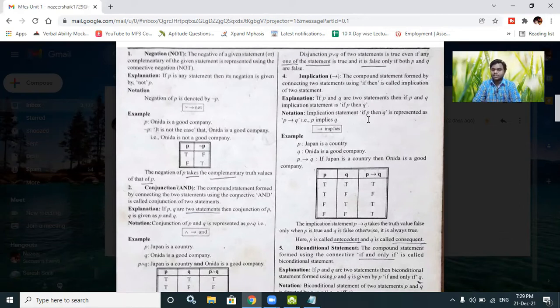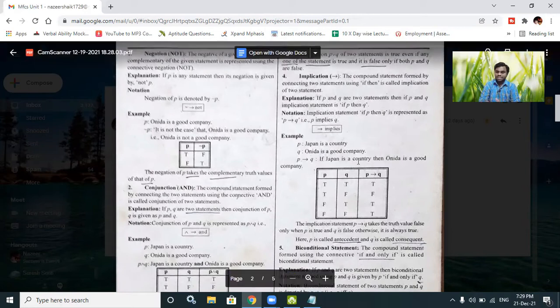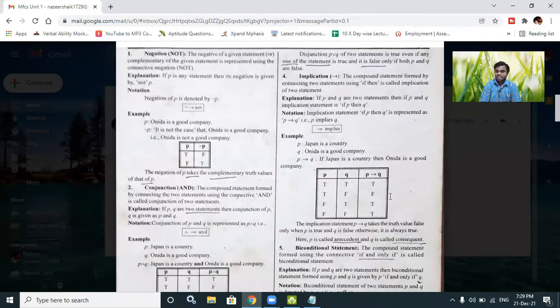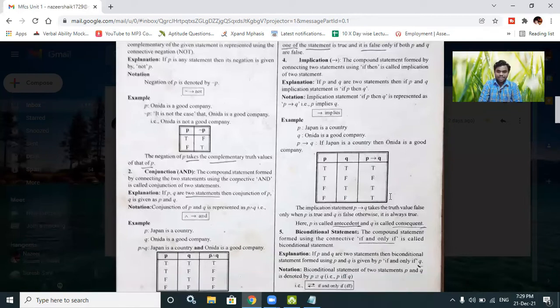Notation: the implication statement "if P then Q" is represented as P implies Q. That means P implies Q orally. Implies is denoted by using the symbol "implies". Here also, P: Japan is a country, Q: Wanda is a company are the given example. The conclusion will be: if Japan is a country, then Wanda is a good company. That means here only true implying false will give false, and otherwise we will get a true value every time. So this is all about implication.